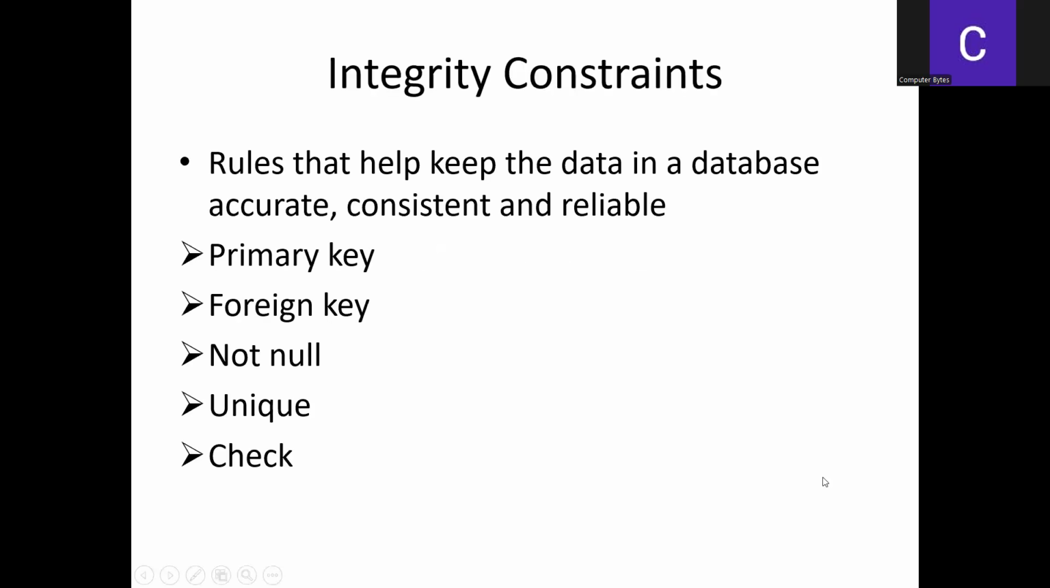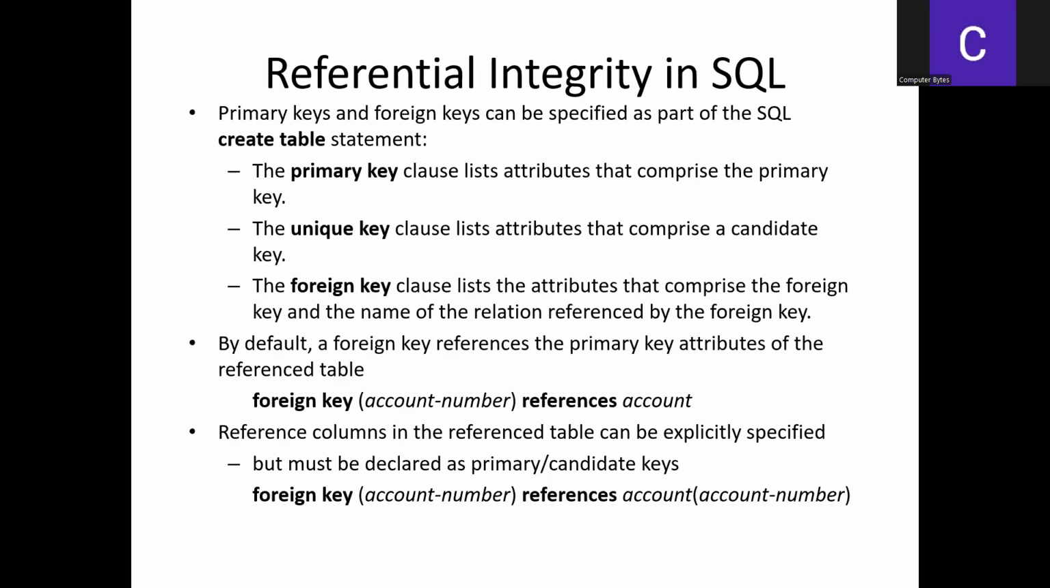So basically, the use of integrity constraints is to maintain the data in a database in an accurate, consistent, and reliable manner. These are the five major integrity constraints used in SQL: primary key, foreign key, not null, unique, and check. One by one, we are going to see them. The referential integrity in SQL comprises mainly primary key, foreign key, and unique key concepts.